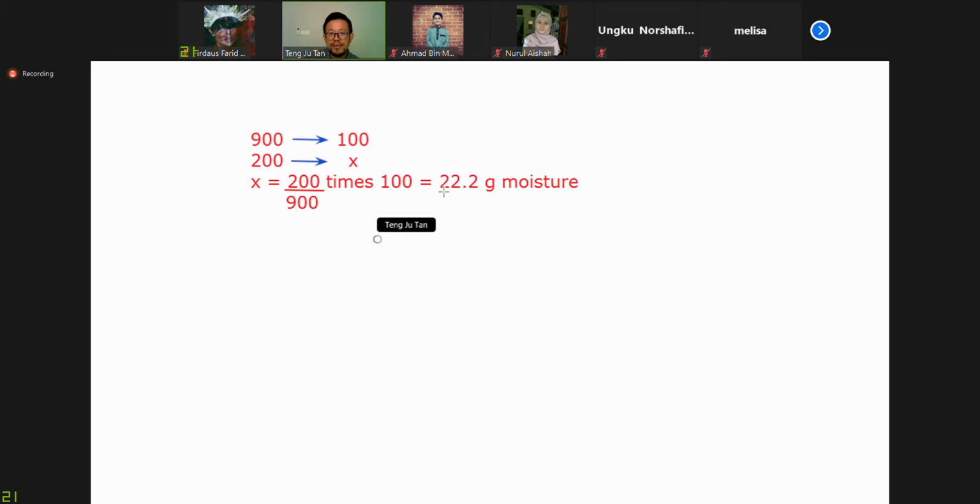So when you want to double check the moisture content of the food, 22.2 grams divided by the total amount of the product, which is 200 plus 22.2. So 22.2 divided by 222.2 times 100, you get 10%. It means in the final product the water is 22.2 grams of moisture.